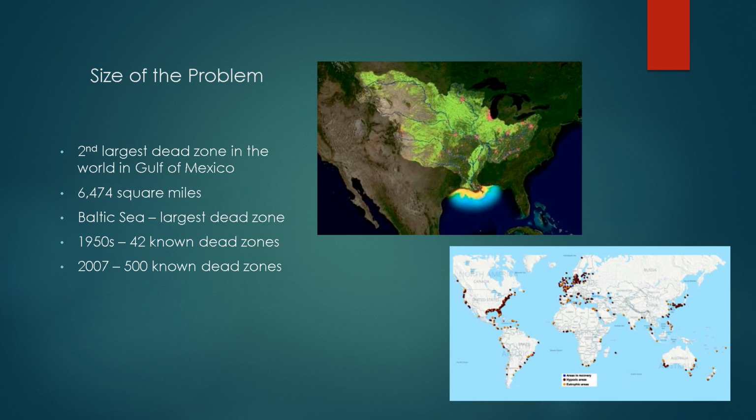The number of dead zones scientists knew about in the 50s was around 42, but that number has been doubling every 10 years since the 1960s, and as of 2007 the number had reached about 500. Currently the largest dead zone in the world is in the Baltic Sea.